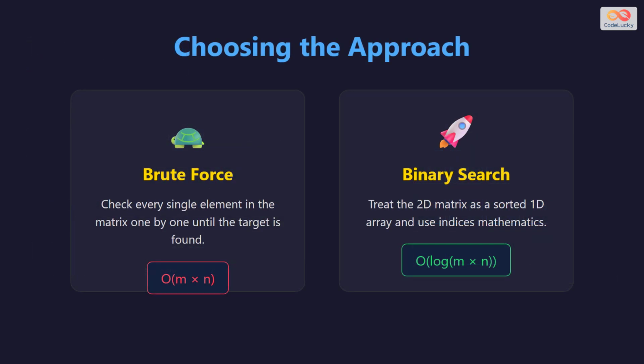There are two main ways to approach this. The brute force method would be to iterate through every single cell in the matrix, which gives us a time complexity of O(m times n). However, since the matrix is sorted, we can do much better. By using binary search, we can reduce the time complexity to O(log(m times n)), which is significantly faster for large matrices.